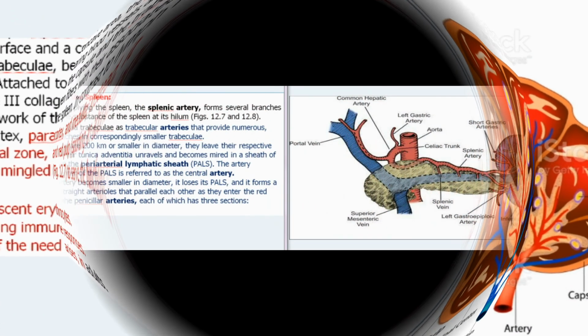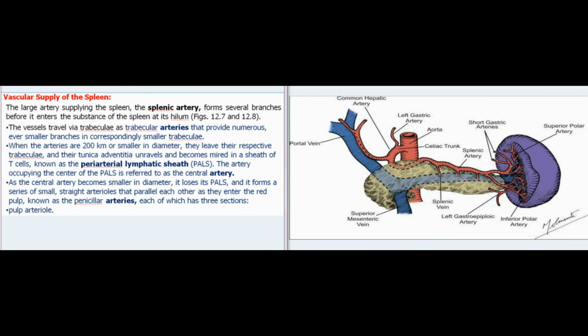Vascular supply of the spleen. The large artery supplying the spleen, the splenic artery, forms several branches before it enters the substance of the spleen at its hilum, Figs 12.7 and 12.8. The vessels travel via trabeculae as trabecular arteries that provide numerous, ever smaller branches in correspondingly smaller trabeculae. When the arteries are 200 micrometers or smaller in diameter, they leave their respective trabeculae, and their tunica adventitia unravels and becomes mired in a sheath of T cells, known as the periarterial lymphatic sheath, PALS. The artery occupying the center of the PALS is referred to as the central artery.